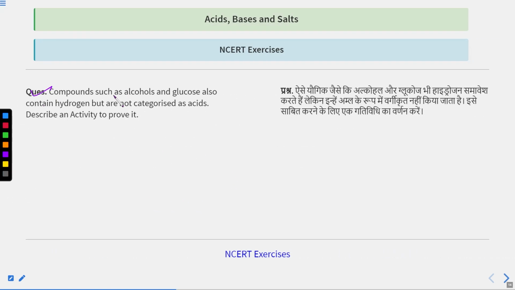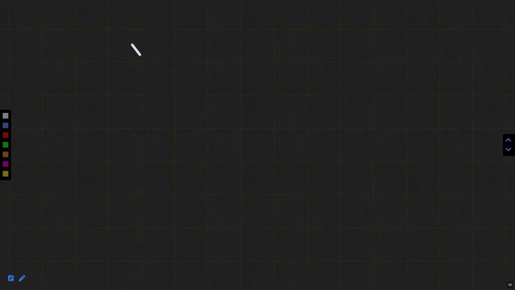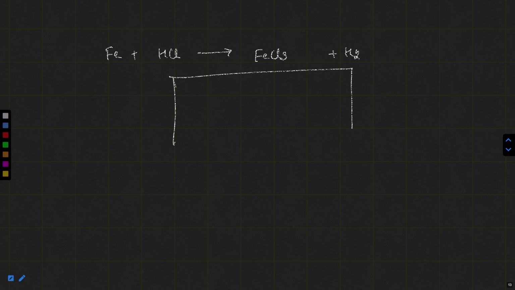Next question is a very simple question. I hope the previous question is clear to everyone. Suppose you want to balance this: metal reacting with dilute HCl, you will get ferric chloride FeCl3 plus hydrogen gas. Again you have to write the skeletal equation, then make a proper table, write down the number of atoms of each and every element present on the reactant side and product side, then use the hit and trial method and then balance.